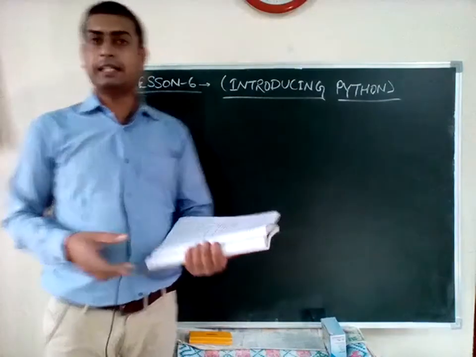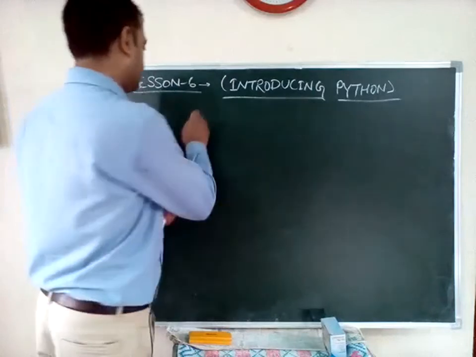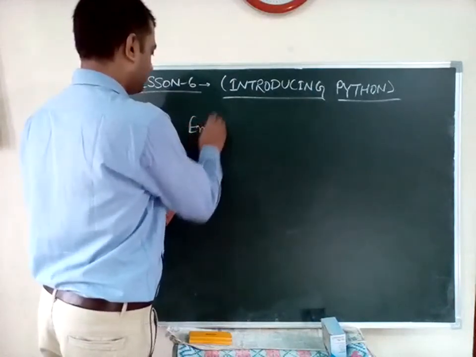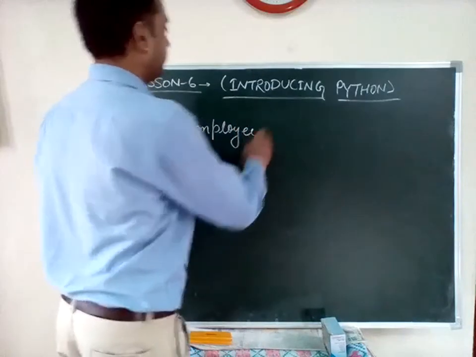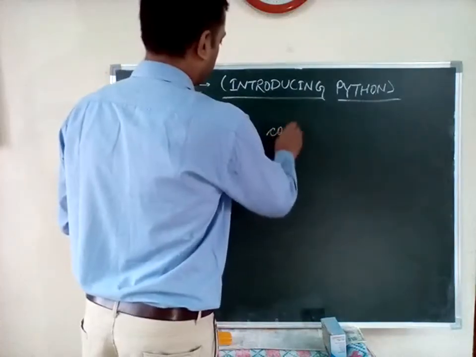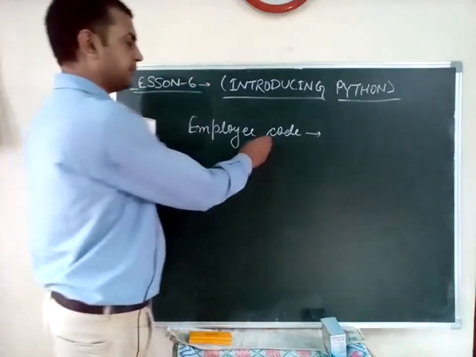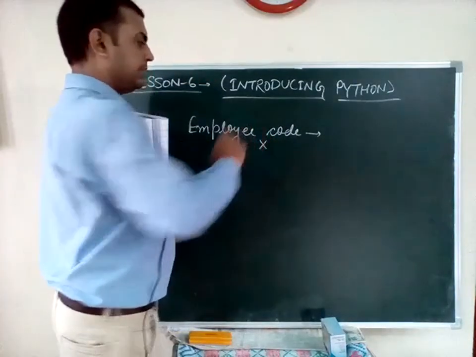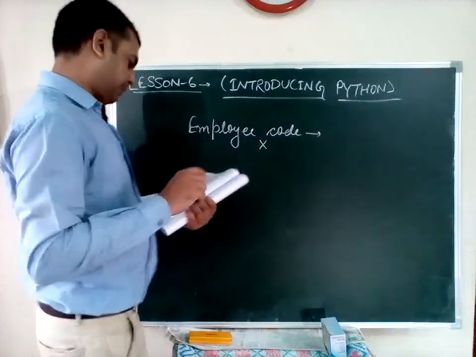Some invalid variables I am showing. This is employee and code. In this, what is the problem? This space is the problem. Space should not be there in a variable, this you have to remember.